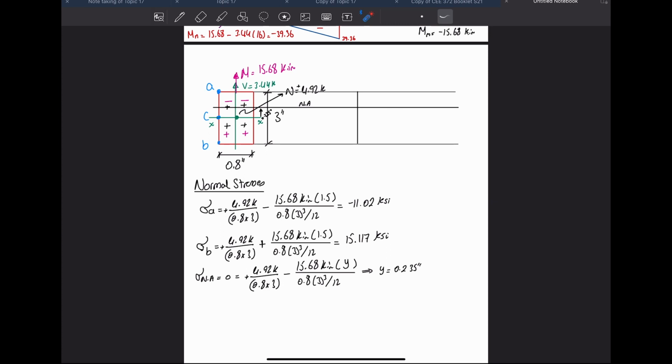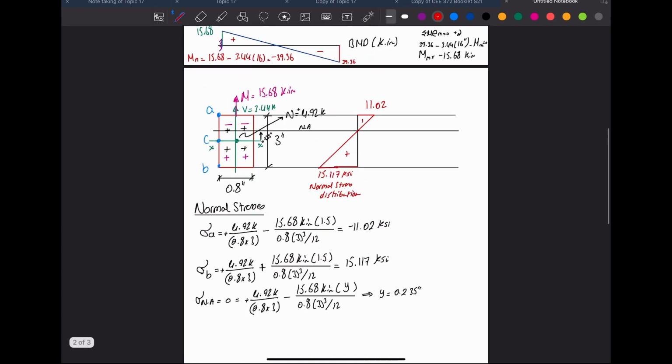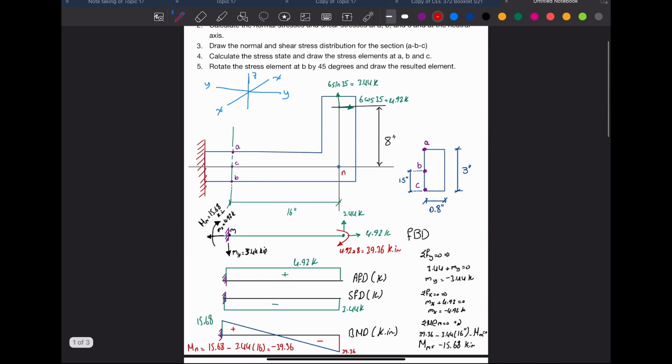At point A, at the upper part, I have negative 11.02, so I'm going to go to 11.02 here, and at the bottom I have 15.117 ksi. Let's connect them. The top is in compression, the bottom is in tension, and this is the normal stress distribution. Now, the second part is that I want to calculate the shear stresses.